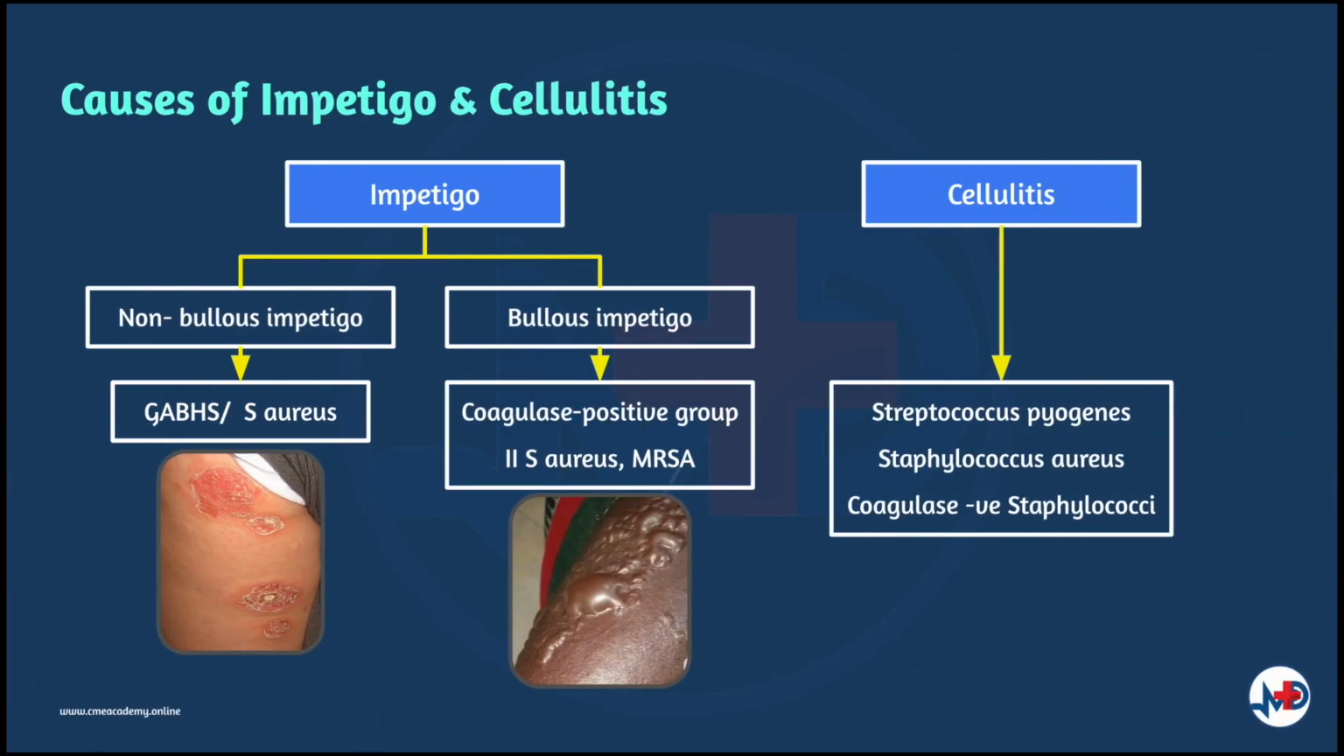The causative agents of impetigo depend on whether it is non-bullous impetigo or bullous impetigo. Non-bullous impetigo is caused by group A beta hemolytic streptococcal bacteria and Staphylococcus aureus, and bullous impetigo is caused by coagulase-positive Staphylococcus aureus and MRSA. Cellulitis, on the other hand, is caused by Streptococcus pyogenes, Staphylococcus aureus, or coagulase-negative staphylococci as mentioned previously.